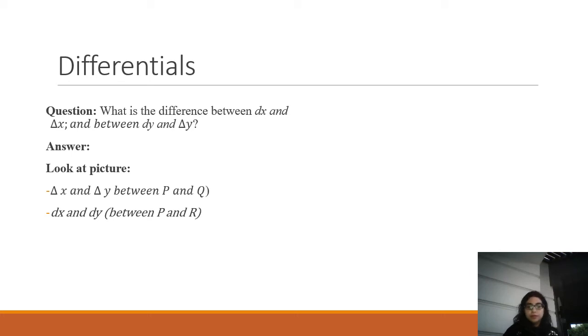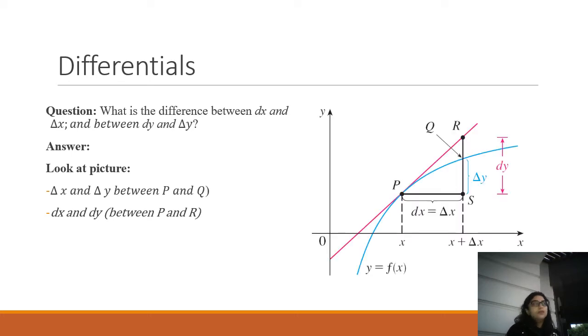Differentials. So here comes a very important question that a lot of you are confused about. What is dx? What is delta x? What is dy? What is delta y? Well, the answer is in this graph.